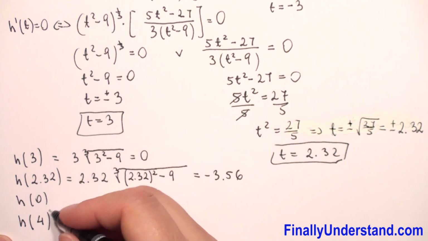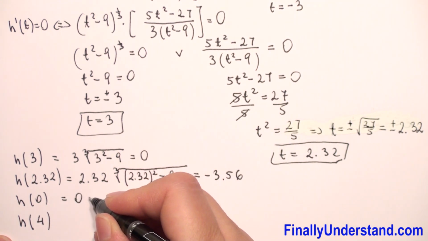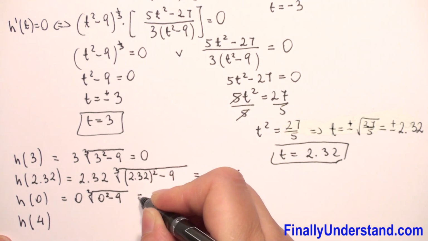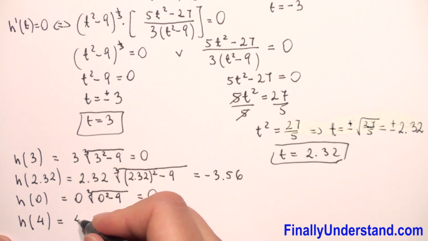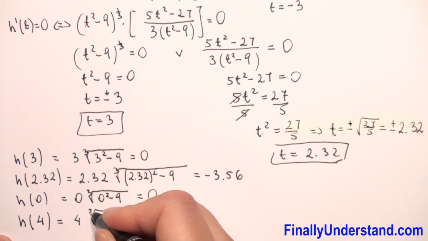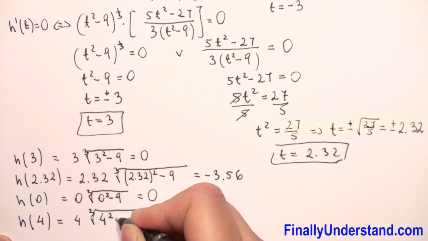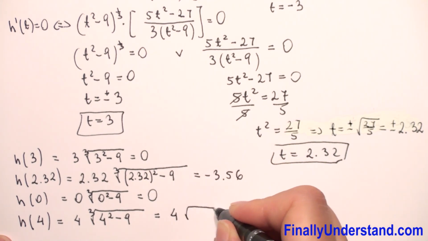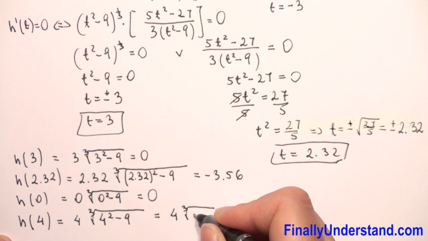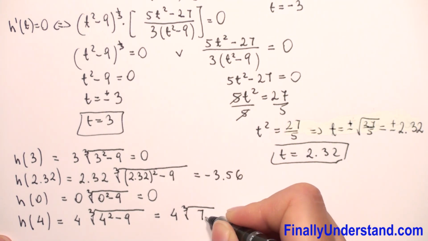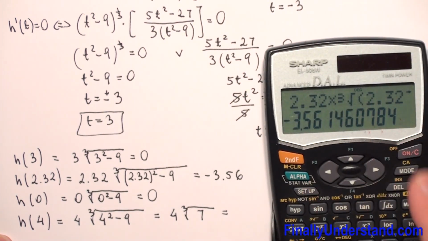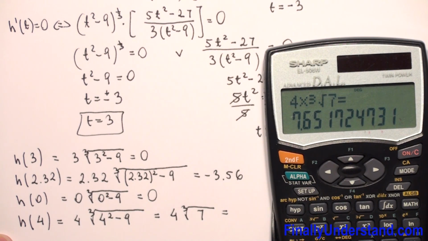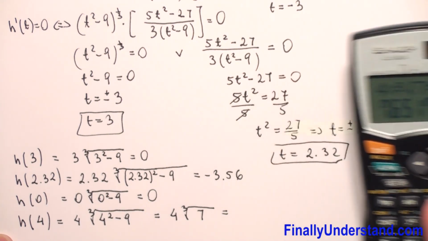And now the value for 0 will be 0 times the cube root of 0 to the second minus 9. This is equal, of course, to 0. Now we have 4 times the cube root of 4 to the second power minus 9. This is equal to 4 times the cube root of 16 minus 9, which is 7. So this is equal to 4 times the cube root of 7. This is equal to 7.65.